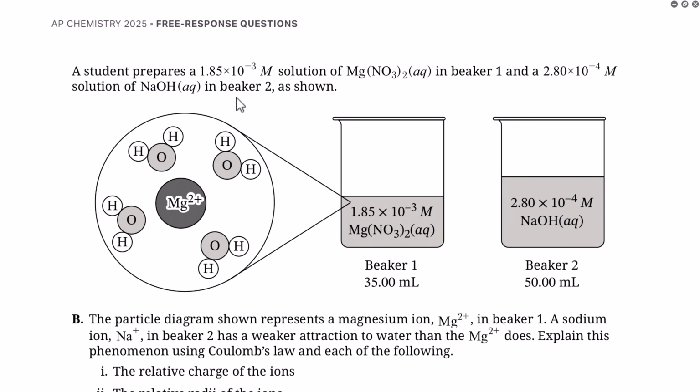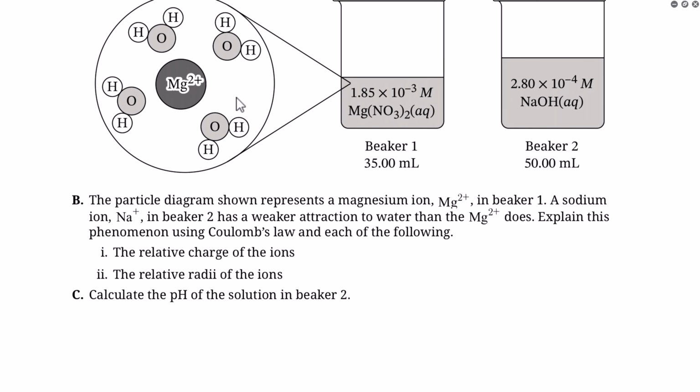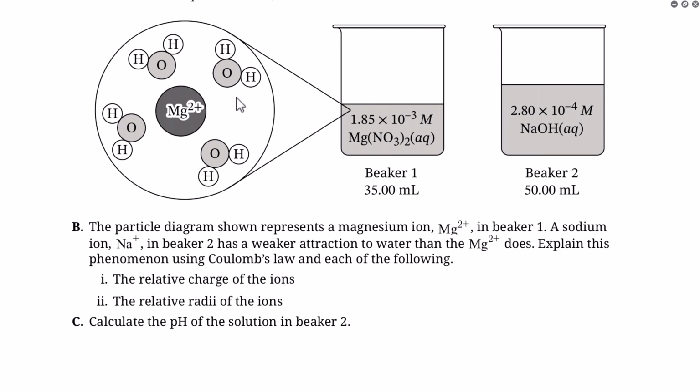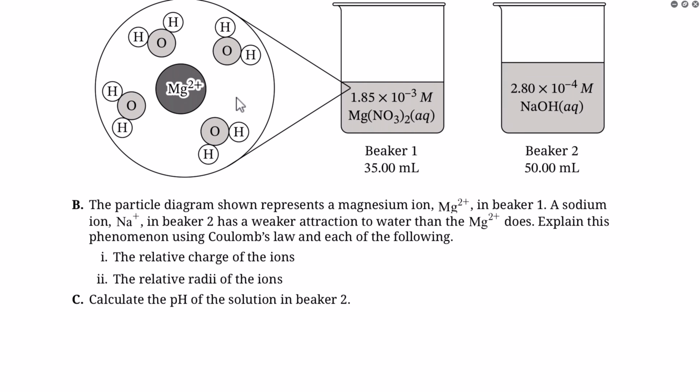All right, so it says a student prepares a 1.85 times 10 to the negative third molar solution of MgNO3 in beaker 1 and a 2.80 times 10 to the negative fourth molar solution of NaOH in beaker 2 as shown. The particle diagram shown represents a magnesium ion in a beaker. A sodium ion in beaker 2 has a weaker attraction to water than Mg2+ does. Explain this phenomenon using Coulomb's law and each of the following.